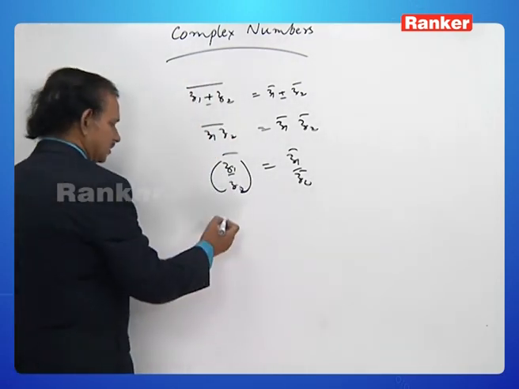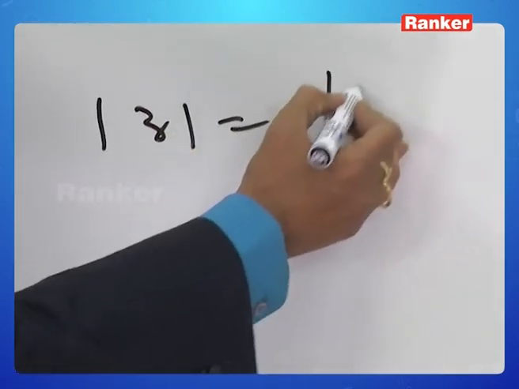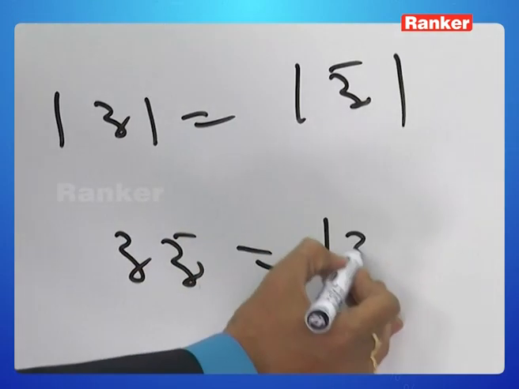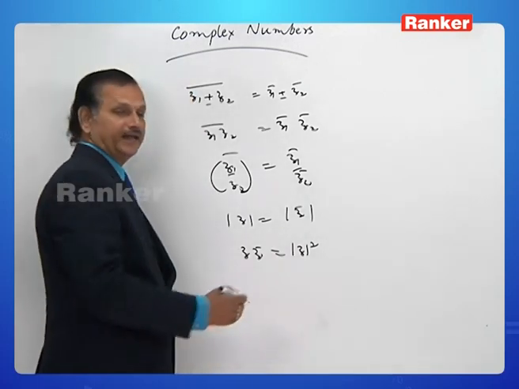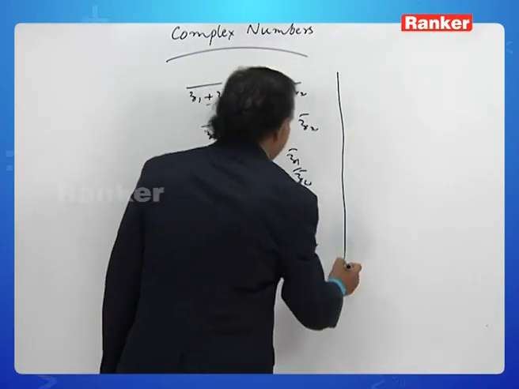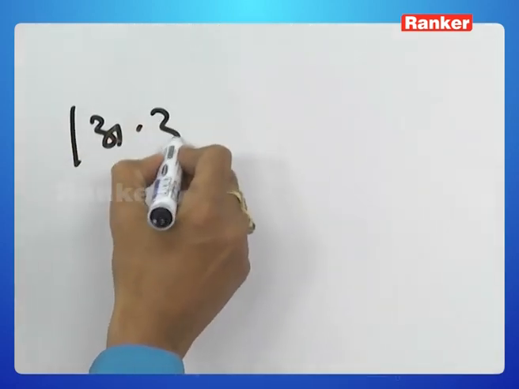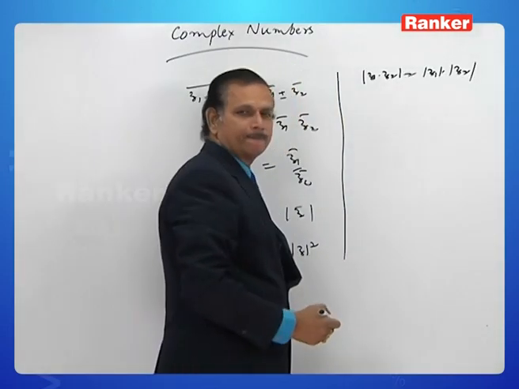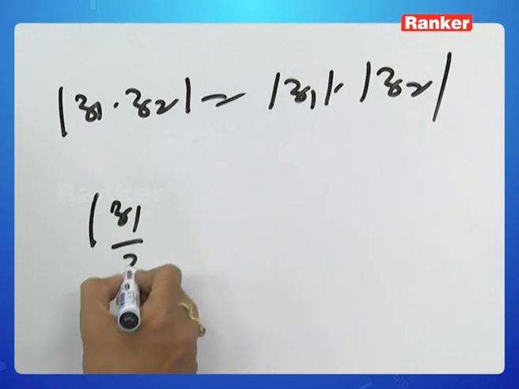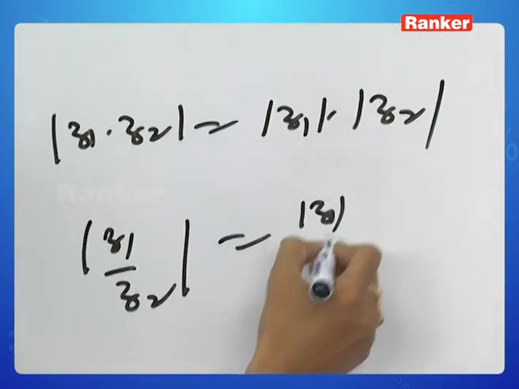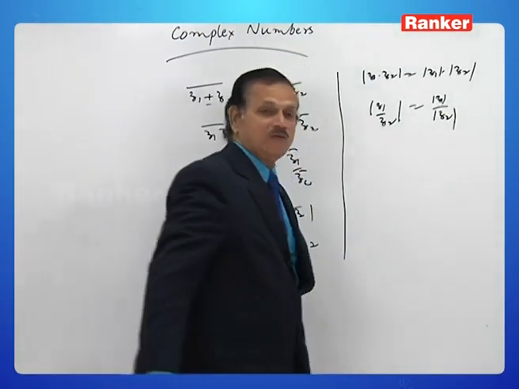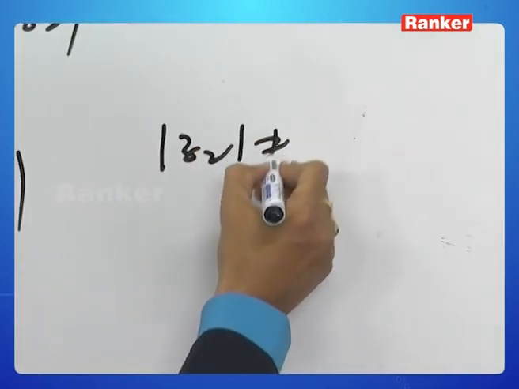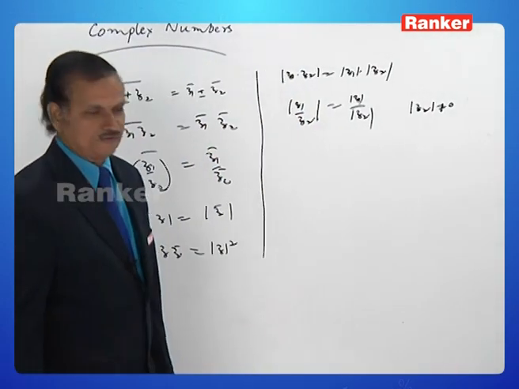Then with modulus, mod Z is equal to mod Z bar. Z Z bar is equal to mod Z square. And again, modulus of Z1 into Z2 is equal to mod Z1 into mod Z2. Mod of Z1 by Z2 is equal to mod Z1 by mod Z2, provided Z2 is a non-zero complex number, that is, mod Z2 not equal to 0.